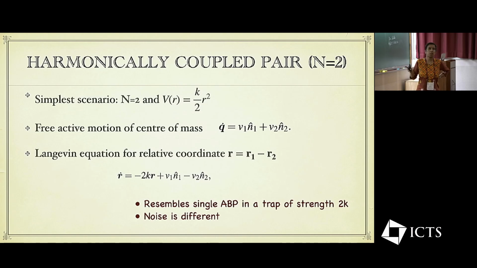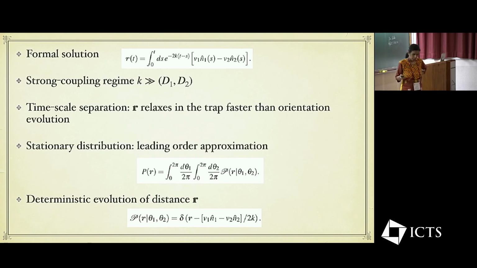The noise is a combination of the 2 noises coming from the 2 particles, and it's a bit different, and that's what makes all the difference. So formally we can solve that equation. This is the solution. But what we want to look at is the strong coupling regime, meaning when the coupling strength is very large compared to the diffusion coefficients D1 and D2. In this case there is a time scale separation. This R relaxes in the trap much faster before theta 1, theta 2 evolve appreciably.